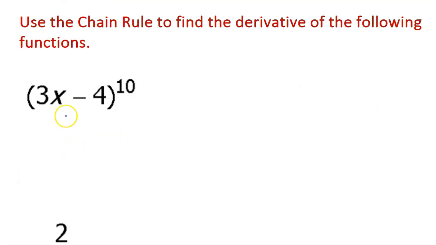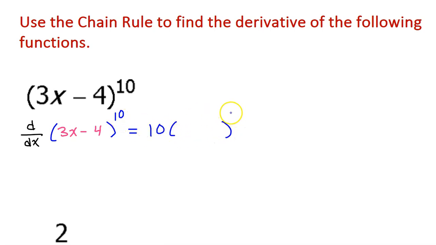Pause the video and see if you can work out this first example by yourself. I've colored the outer function in blue and the inner function in red. According to the chain rule, we first take the derivative of the outer function. So, using the power rule, the 10 is going to go to the front, and the exponent is reduced by 1. As you do the chain rule, when you take the derivative of the outer function, you leave the inner function the same. But then you multiply by the derivative of the inner function, which is simply 3.